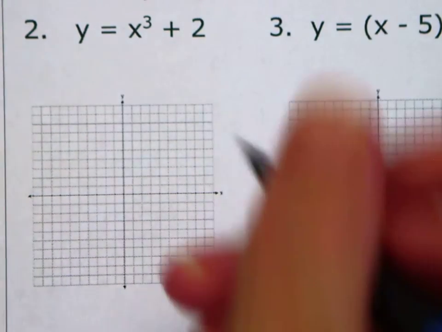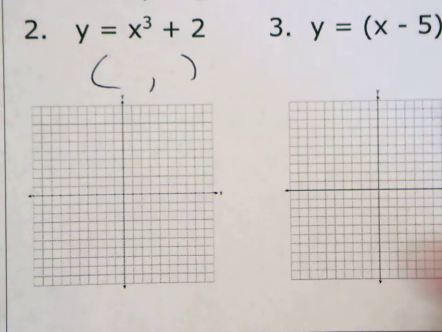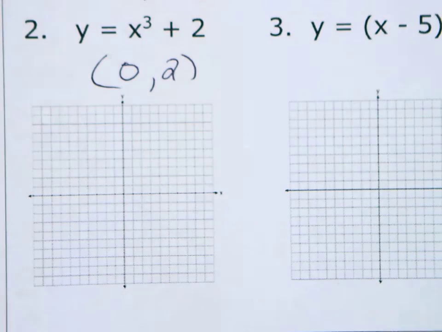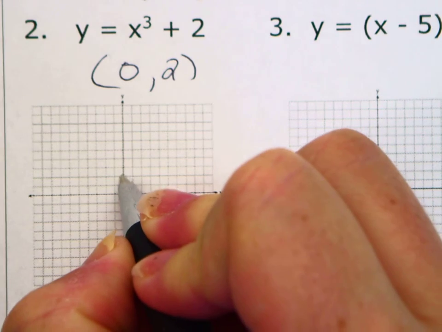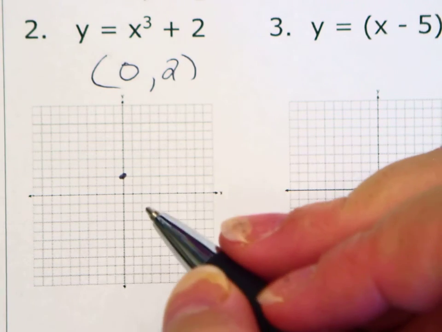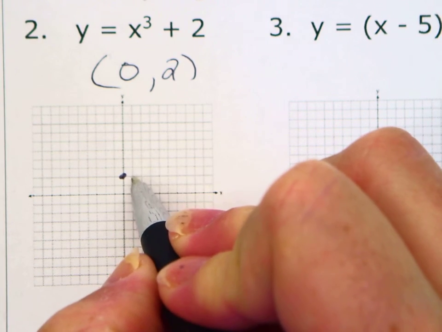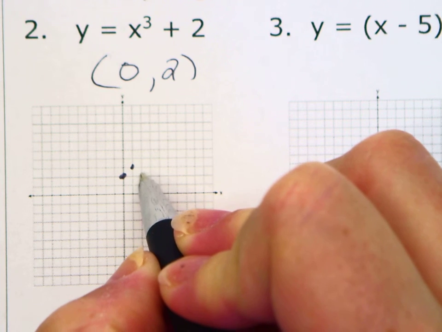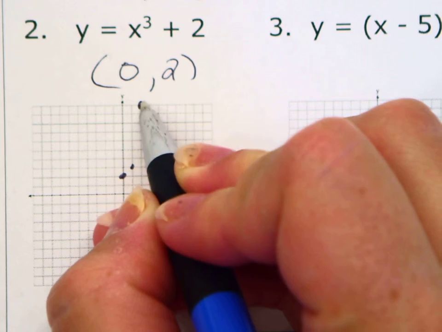So what do you think the starting point is? Think about the parabola. Yeah, there's nothing, and then it's positive 2. So that's your starting point, 0, 2. And then same process. Go over 1. What's 1 cubed? 1. Over 2. What's 2 cubed? 8. Go up 8.